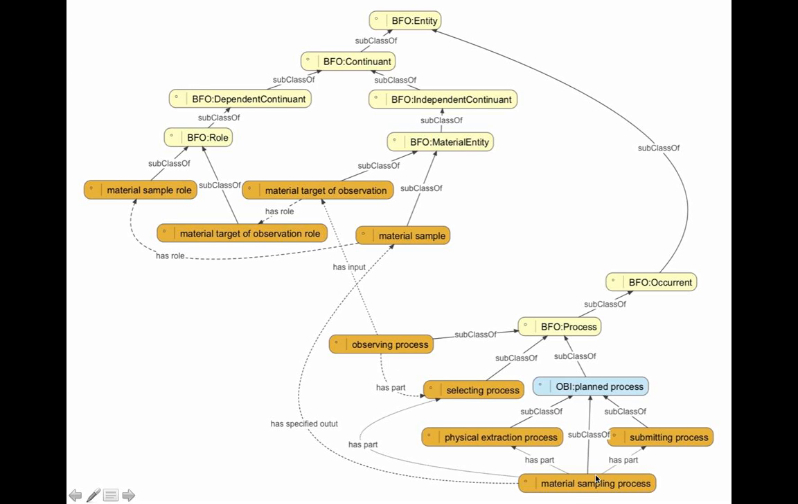As you can see, material sampling process is currently a subclass of the term planned process from the Ontology for Biomedical Investigations, or OBI, and we plan to have further integration with OBI going forward. For example, we will probably replace the term material sampling process with the OBI term specimen collection, which, even though it has a different name, has a very similar meaning to what we intended.